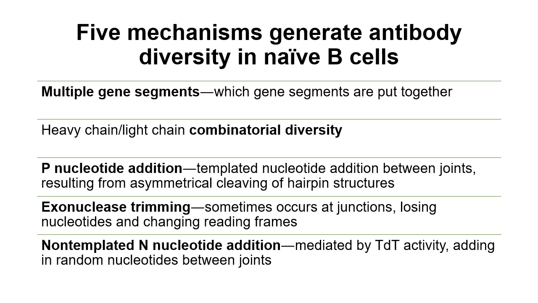Gene segments, combinations, P nucleotides for the palindromic sequences, random exonuclease trimming during heavy chain recombination, and non-templated N nucleotide addition during heavy chain recombination. So those last two are exclusive to heavy chain only.